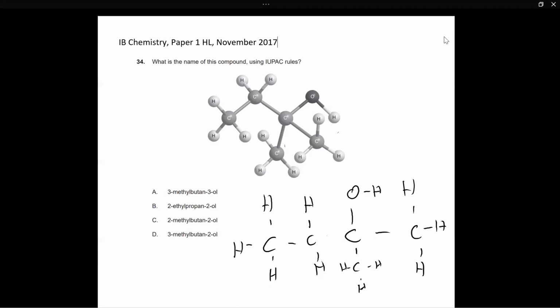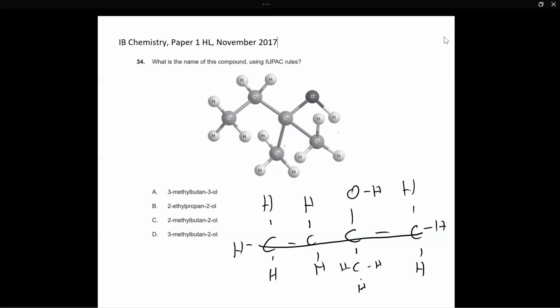The longest chain of carbons in this compound consists of 4 carbons, either which way you draw it. I'm personally going to prefer to draw it like this. You can also choose to draw it like this, but it's the exact same thing. There is no difference. So the longest chain of carbons in this compound is 4 carbons long.